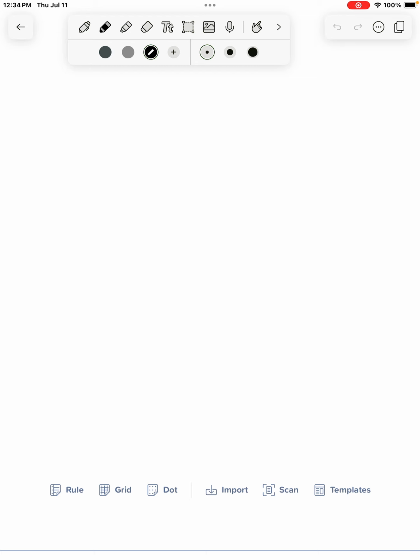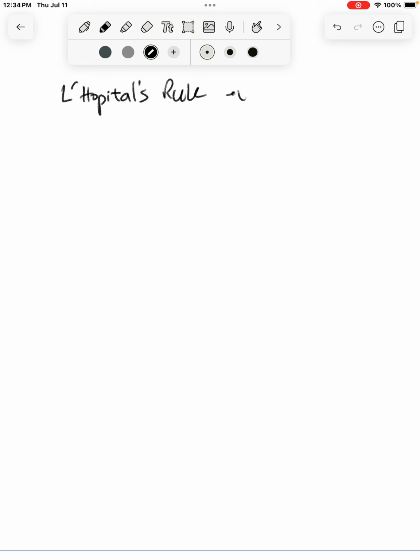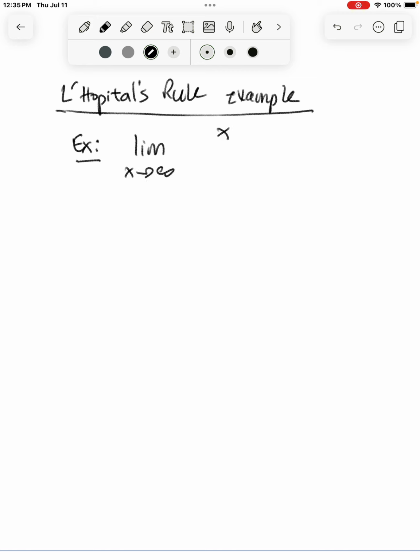You don't pay attention to exactly what L'Hopital's rule says. So let's look at this example. Let's say that you wanted to find the limit as x goes to infinity of x plus sine x all over x. Okay?